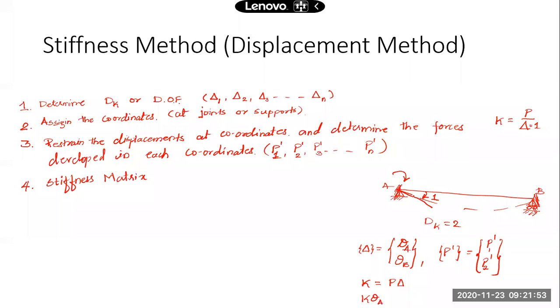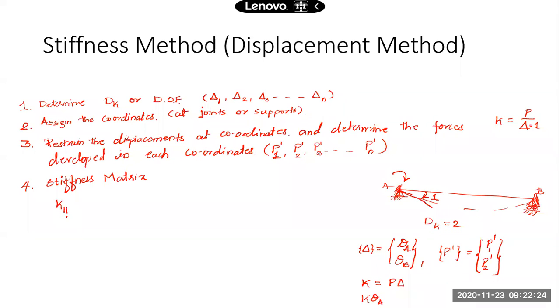Now at this point, I am considering the first coordinate. So what I will be able to find out is K11, force in first coordinate due to unit displacement in first coordinate. This is one of my stiffness coefficients. I applied unit displacement in the first coordinate, and I am determining what is the force required for this unit displacement. So that will represent the stiffness coefficient K11, force in first coordinate due to unit displacement in first coordinate.